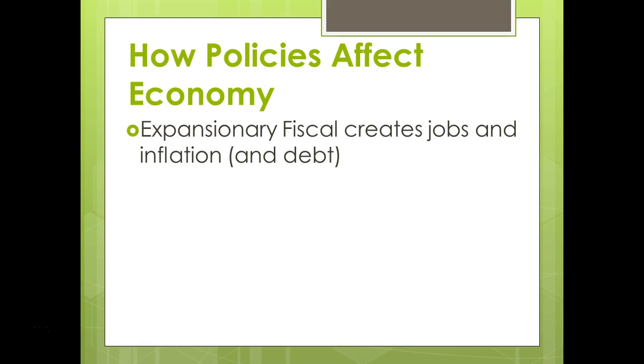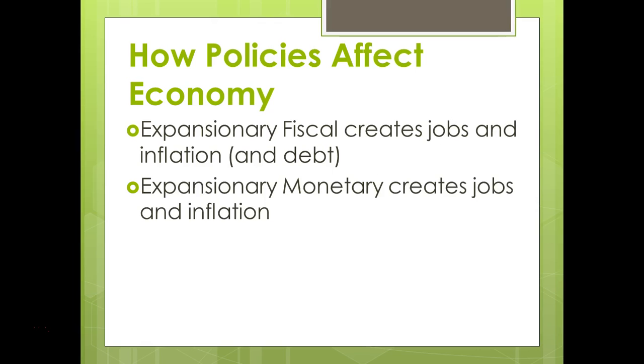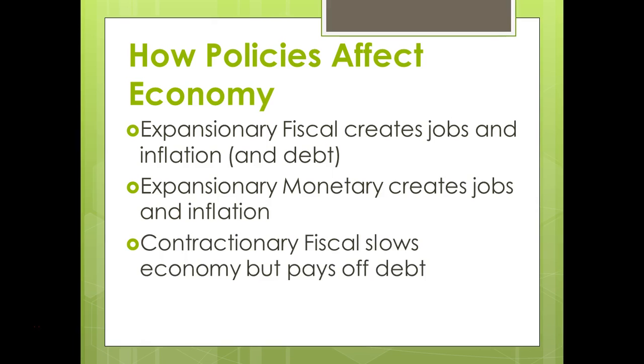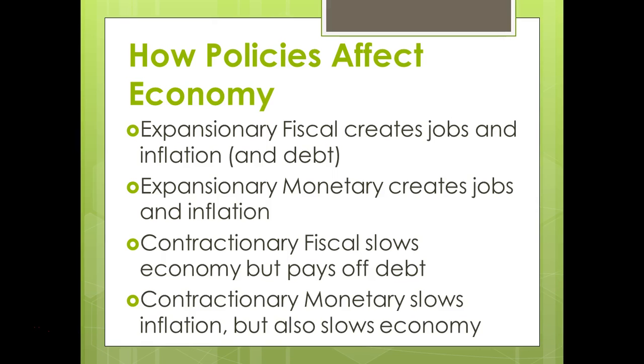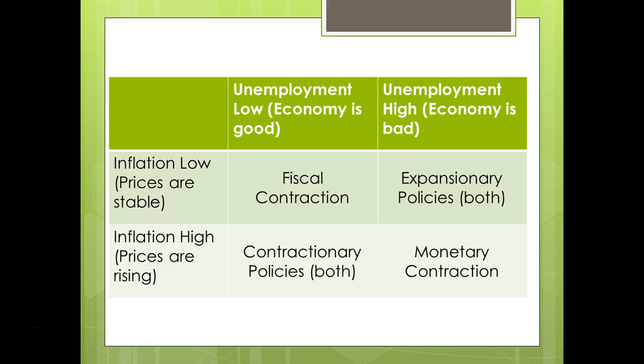So again, expansionary fiscal, this is a total review. Expansionary fiscal policy creates jobs and can create inflation, and the government creates debt because they have to borrow. Expansionary monetary policy creates jobs, but it also creates inflation. Prices start rising. Contractionary fiscal policy slows down the economy, but at least they can pay off the government debt. And contractionary monetary policy slows down inflation, but it also slows down the economy.